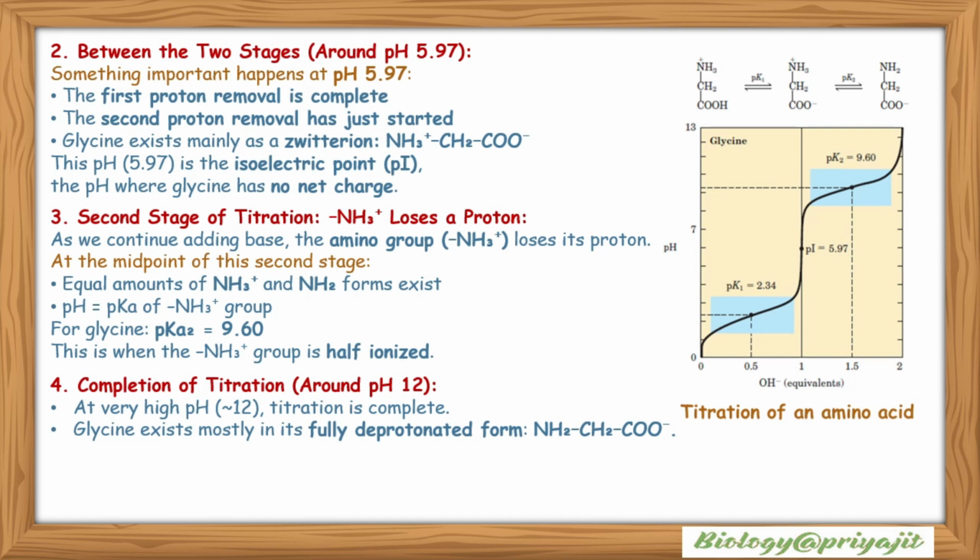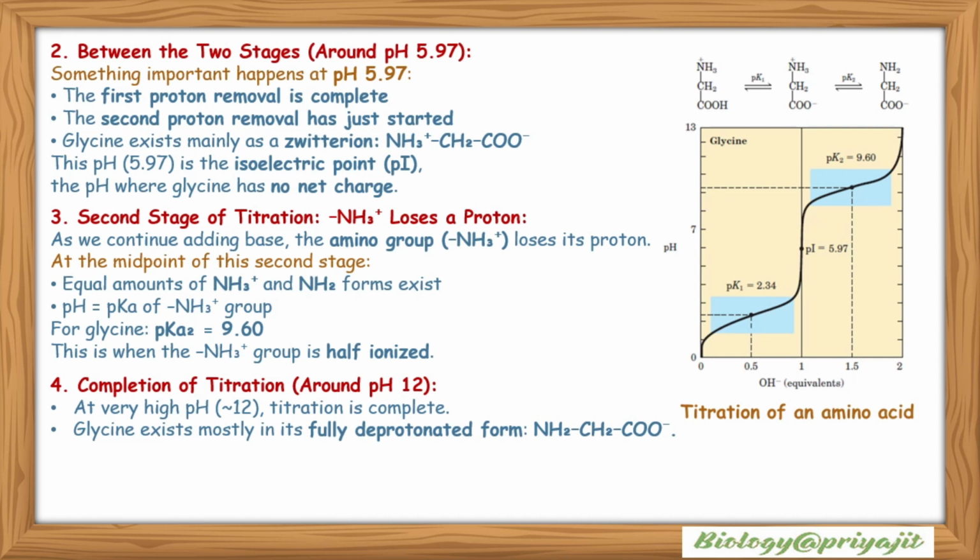Second stage of titration: the NH3+ loses a proton. As we continue adding base, the amino group loses its proton. At the midpoint of this second stage, equal amounts of NH3+ and NH2 forms exist. pH is equal to the pKa of the NH3+ group. For glycine, pKa2 is 9.6. This is when the NH3+ group is half ionized.